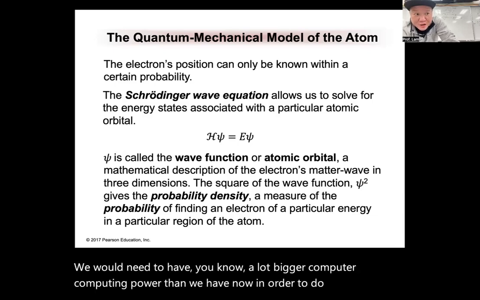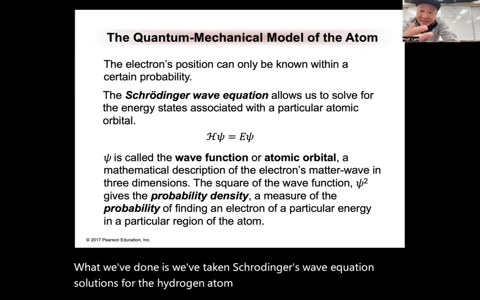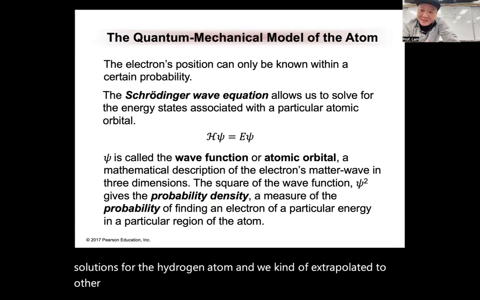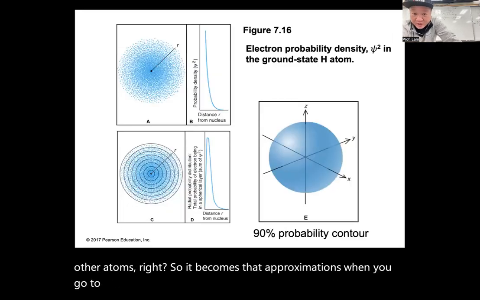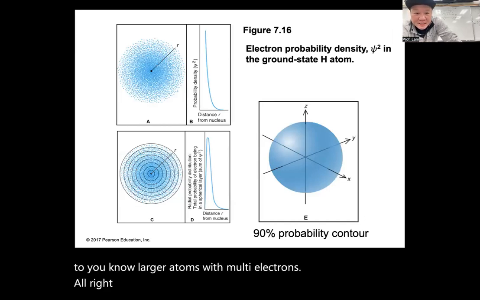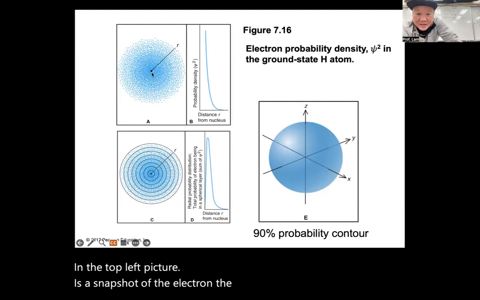in order to do it. So what we've done is we've taken Schrodinger's wave equation solutions for the hydrogen atom, and we've kind of extrapolated to other atoms, right? So it becomes approximations when you go to larger atoms with multiple electrons. All right, so what are you seeing here? In the top left picture is a snapshot of the electron, the one electron in the hydrogen atom.